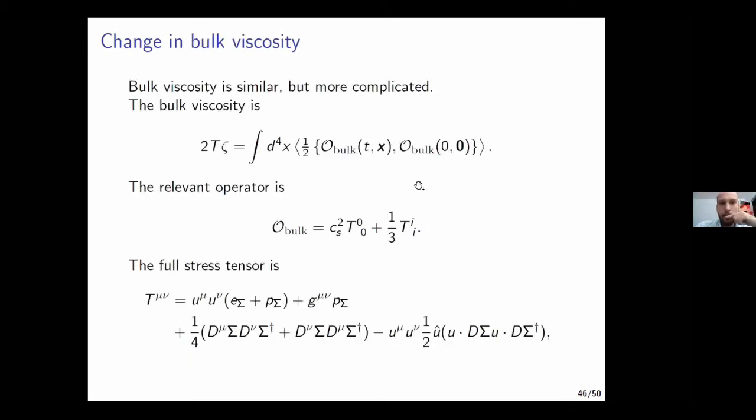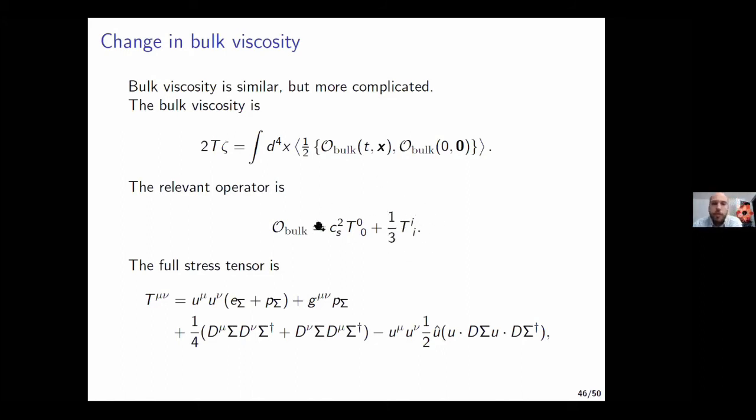Right. And finally, you can take a look at the bulk viscosity. It's just a little bit more complicated, but also very straightforward to do. The relevant operator is O bulk, which is c_s squared times the 0,0 component of the stress tensor, minus the spatial trace divided by 3.